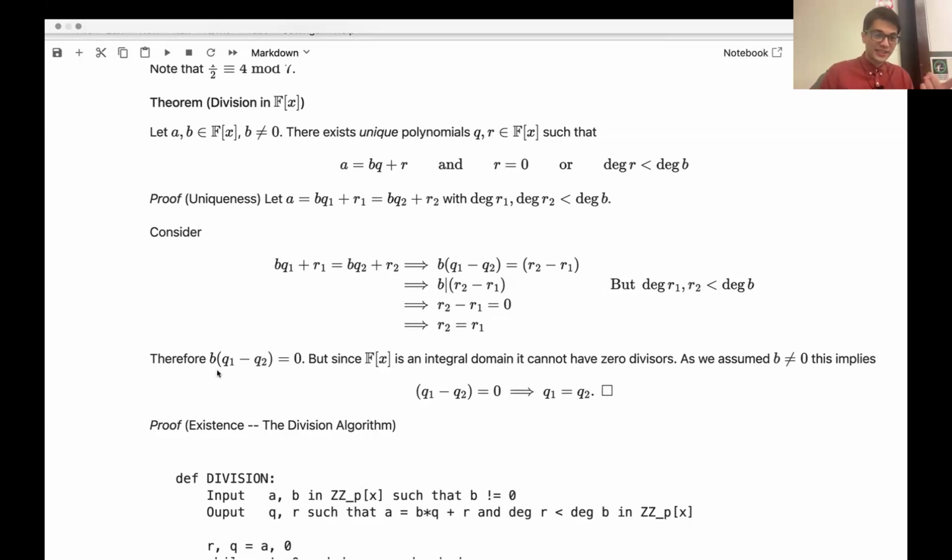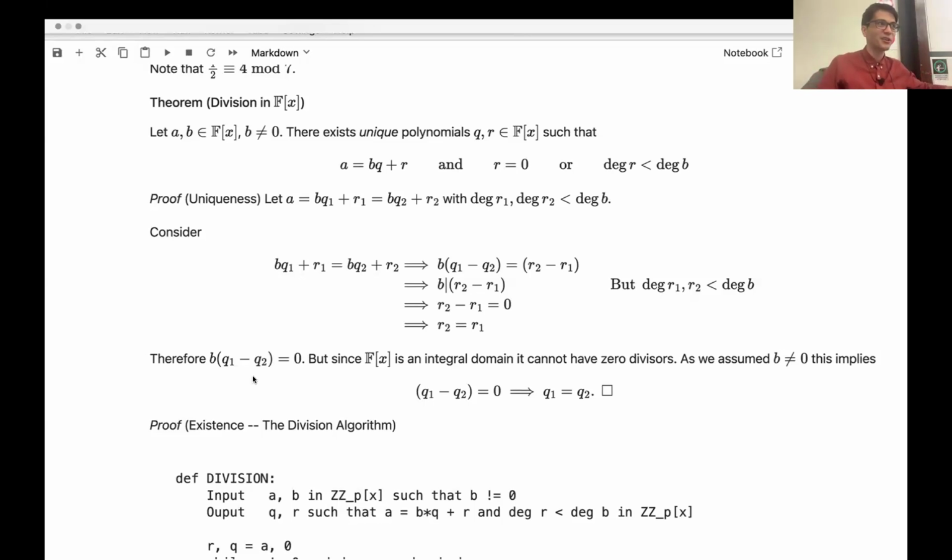Okay, but maybe the quotients are still different with the remainders being the same. I now know that b times (q1 minus q2) is 0. So this could be true if b is not 0 and q1 minus q2 is not 0 but the product is equal to 0. Under what circumstances could that be okay? Yeah, if our ring had zero divisors in it. But I said we don't have zero divisors. We proved that earlier on.